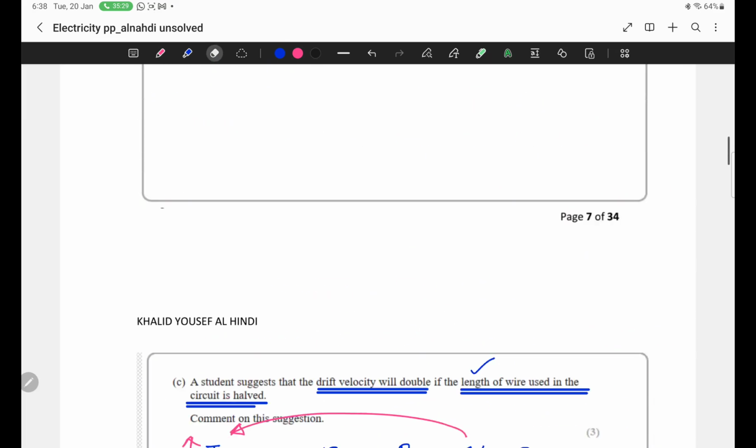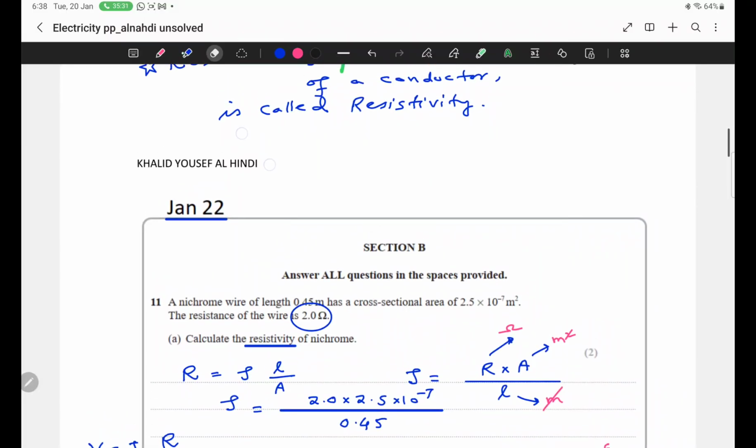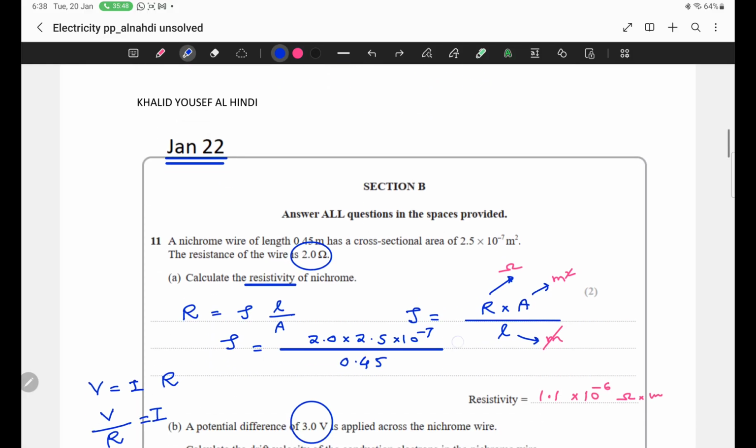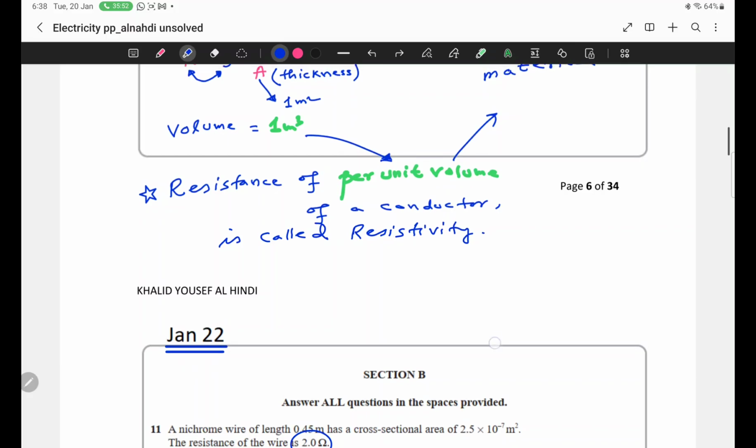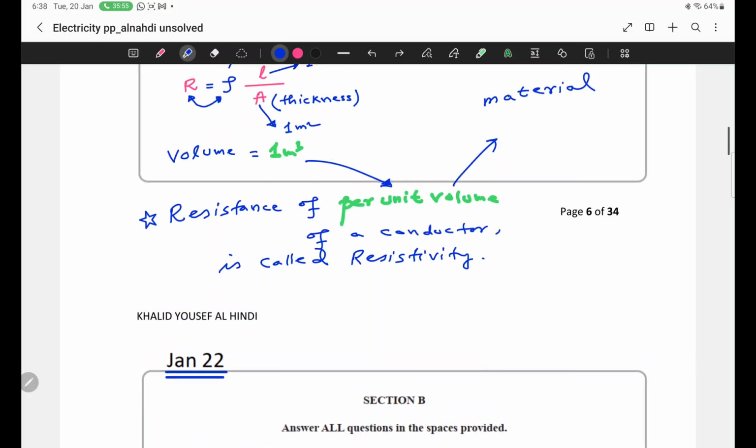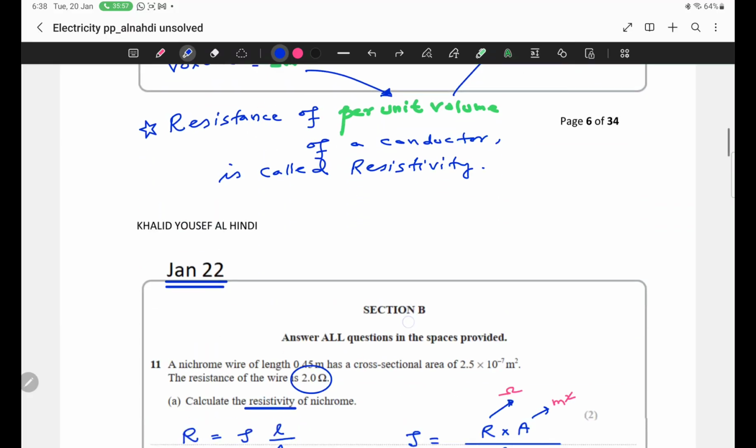Okay, and you can see this question. It is January 2022. After my class, I will share its marking scheme as well. I have this worksheet as well as its marking scheme, so I will share it. This question is completed with the question of resistivity and drift velocity. It was page number 7. And now the next question is on page number 13.